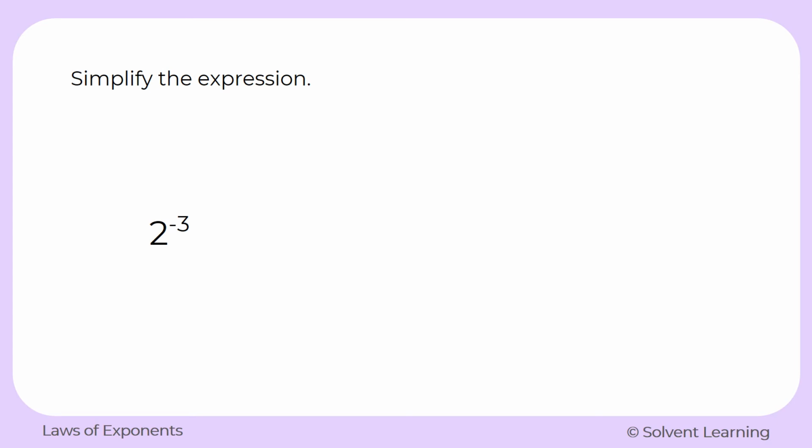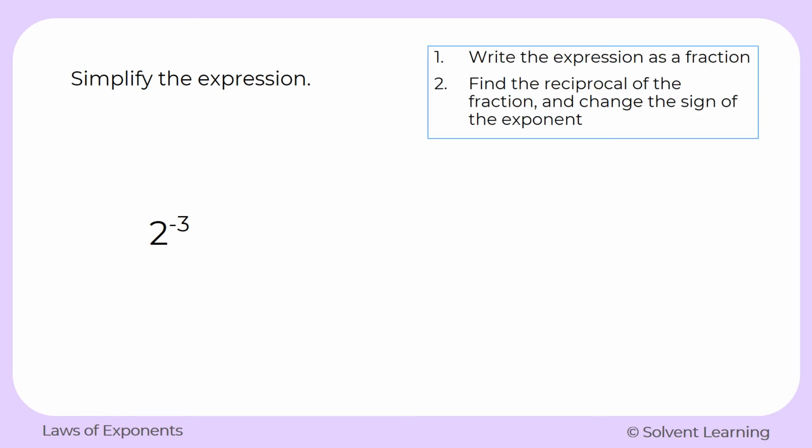So let's practice with a couple more examples here. Now we have 2 raised to negative 3. And here are our steps so we can refer to them. The first step is to write that expression as a fraction. So we have 2 raised to negative 3 over 1. And next, we find the reciprocal of that fraction by flipping it, and we change the sign of the exponent. So now we have 1 over 2 raised to positive 3.